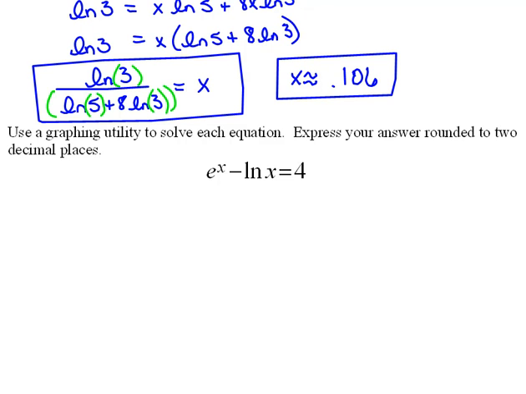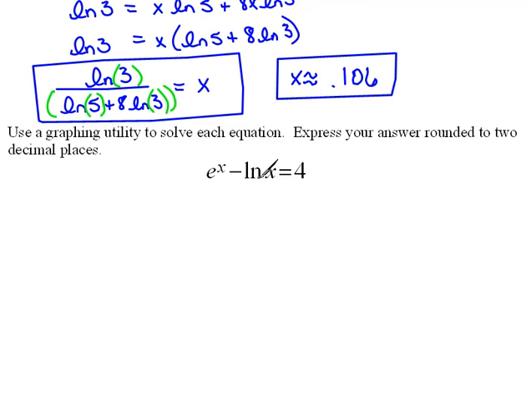Okay, our last problem here says use a graphing utility to solve each equation. Express your answer rounded to 2 decimal places. Okay, for this one, they specifically told us to use a graphing calculator, and they did that for a reason, because here we have a mixture of an exponential and a logarithm.